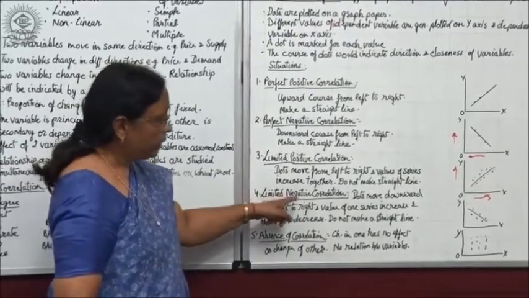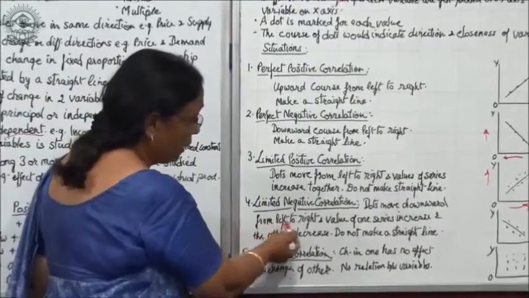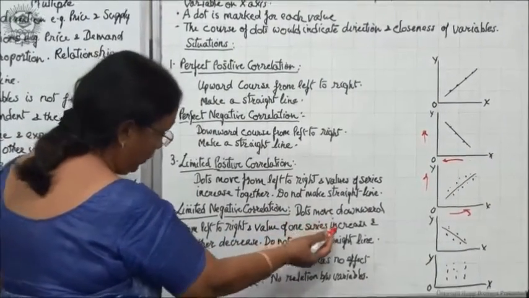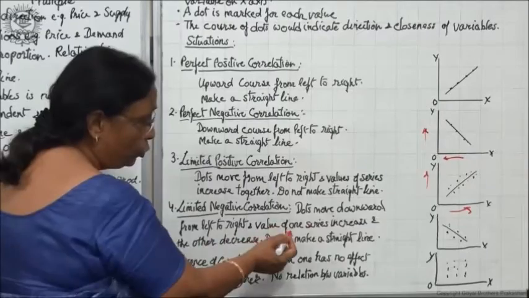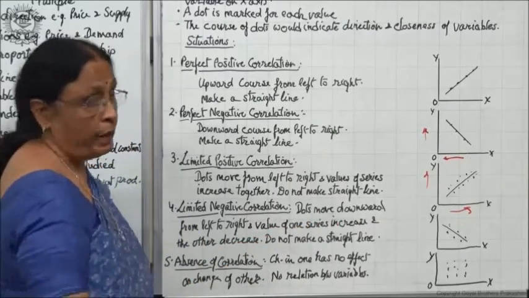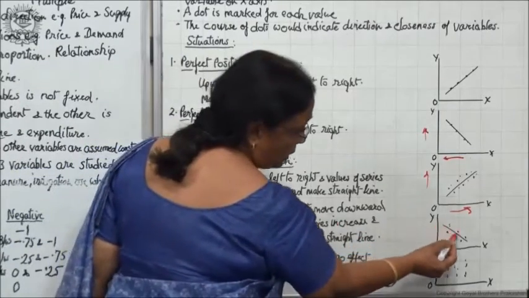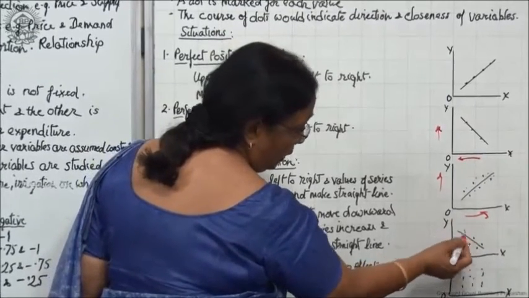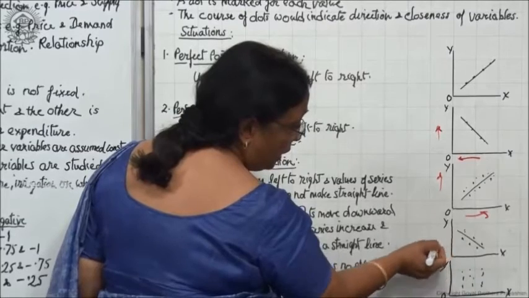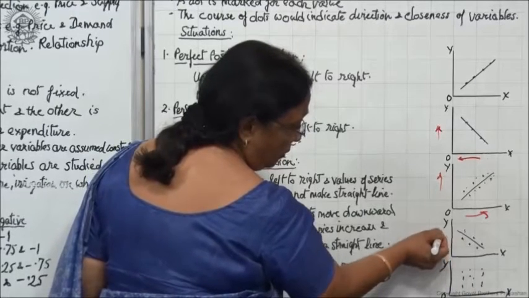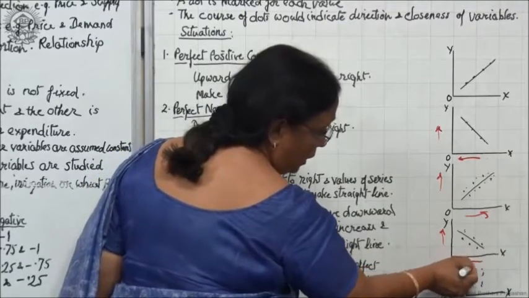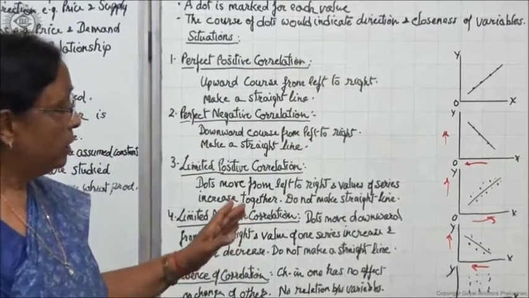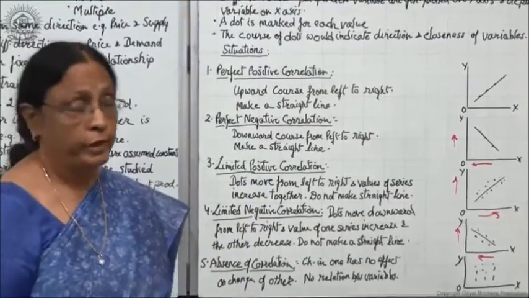Fourth is limited negative. Again, the dots move downward from left to right, and the value of one series increases and the other decreases, but they do not make a straight line. Here again the dots are not on the straight line. One is increasing, another is decreasing, right? One is here and this is here. Another one is increasing, another is decreasing, but the dots are not on a straight line.